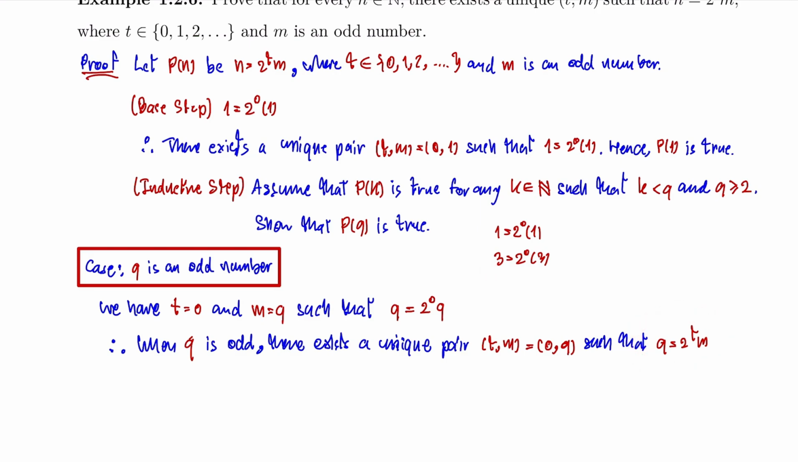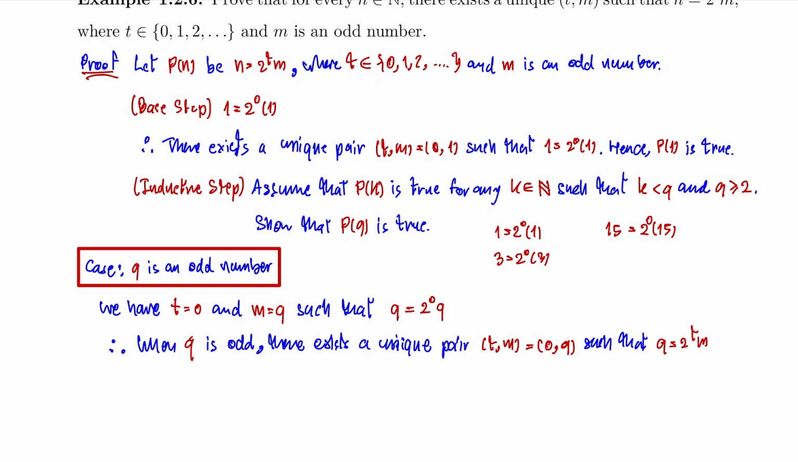When q is, let's say, 15, how do we have 2 raised to a power in order to have 15? The number right here must be an odd number, and that odd number must be 15. And the exponent of 2 must be 0.